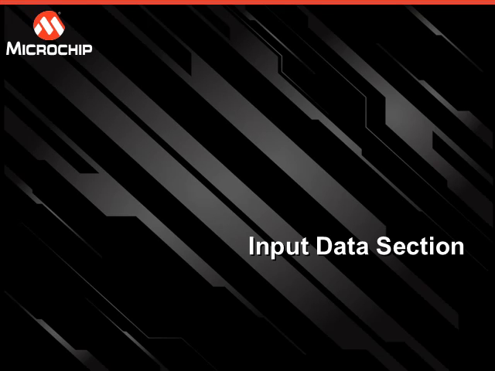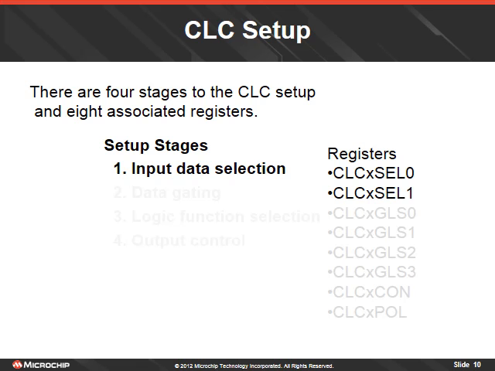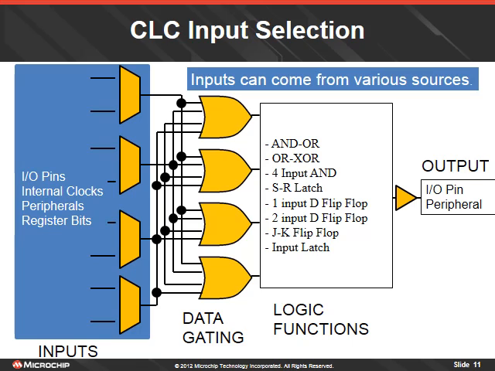Let's look at the input data section. The input data section is controlled by 2 registers, the CLC Select 0 and the CLC Select 1 register. There are 2 select registers for each CLC module. The inputs for the CLC module can come from I/O pins, internal clock sources, various peripherals within the device, and various register flags. The inputs get multiplexed down to 4 signals that get passed on to the next section of the CLC module.